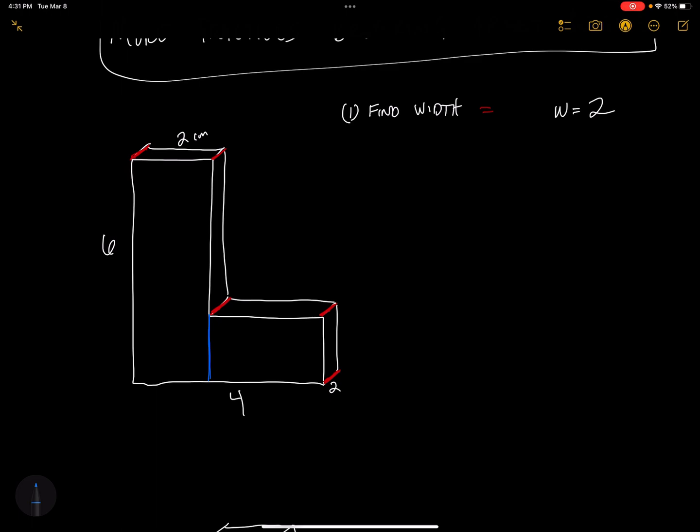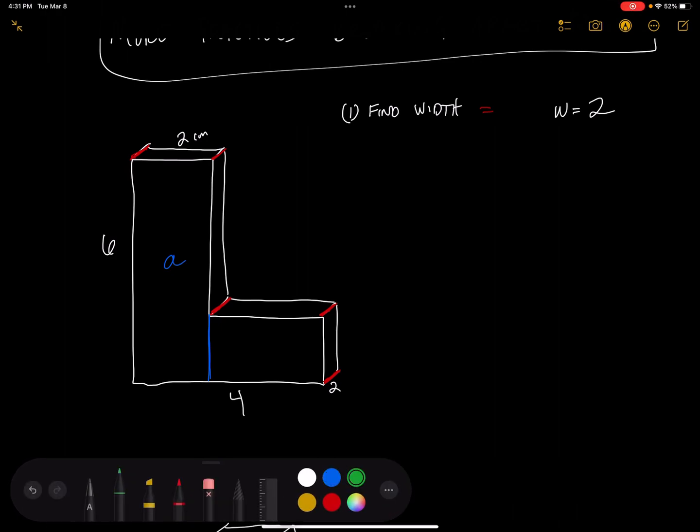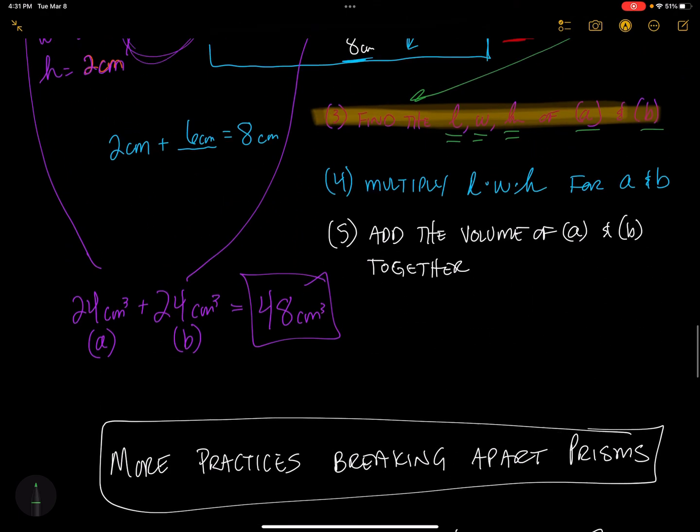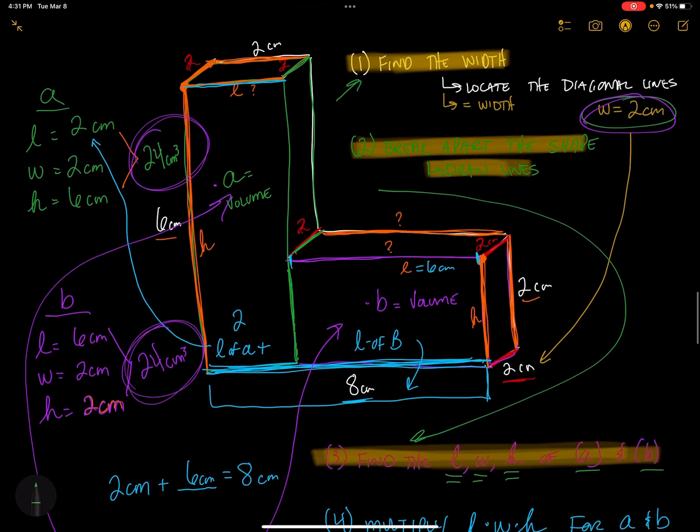Now we have A right here, and I'll switch the colors, and we have B. We have 2 different rectangular prisms. We have to find 2 different volumes, all right? So we broke it apart and we drew the lines, right? We broke it apart right here.